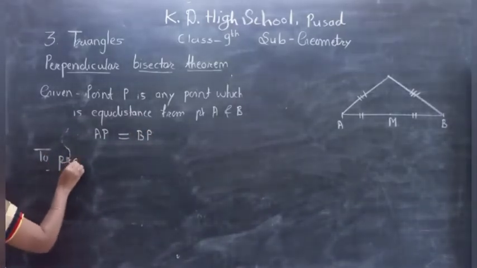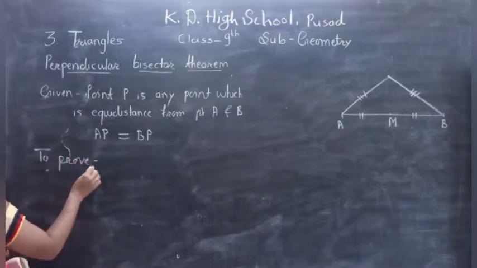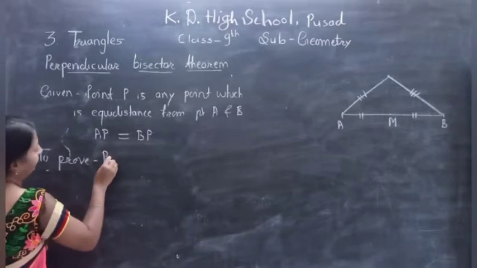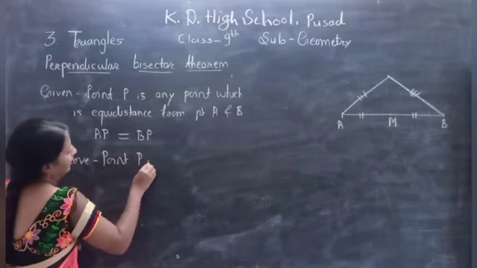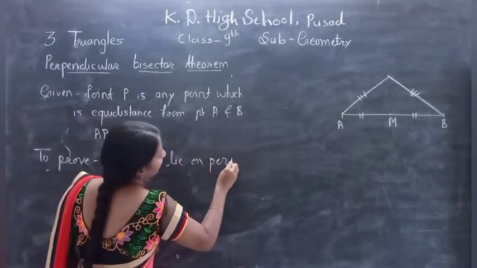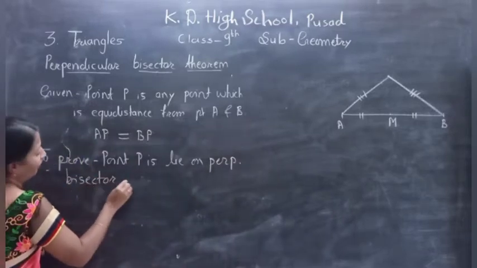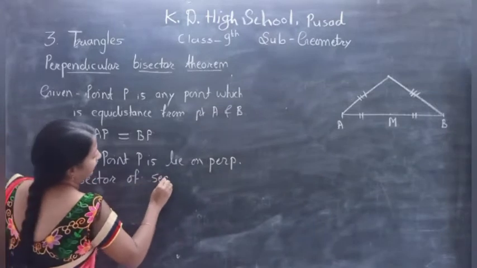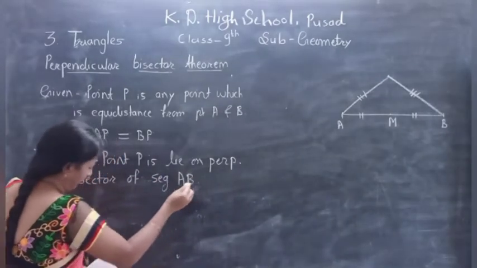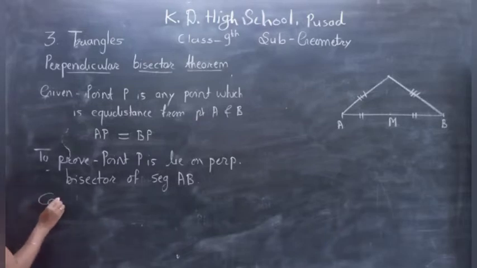To prove that point P lies on the perpendicular bisector of segment AB. Point P lies on the perpendicular bisector of segment AB. So to prove this, we need a construction.